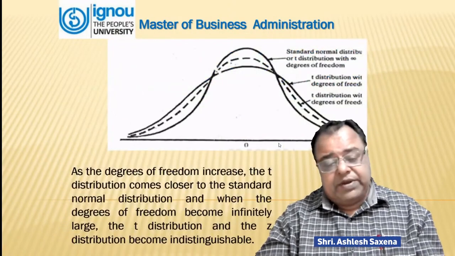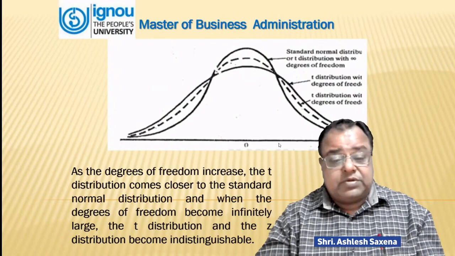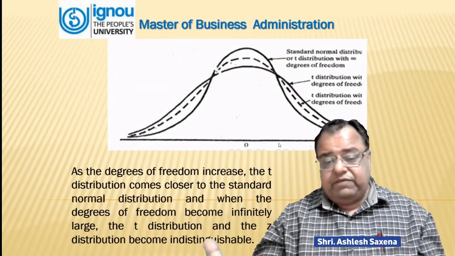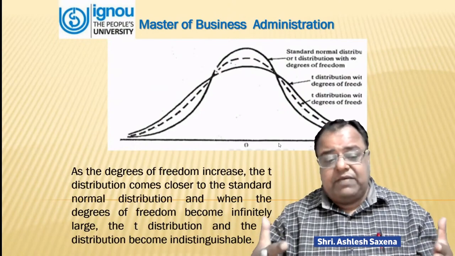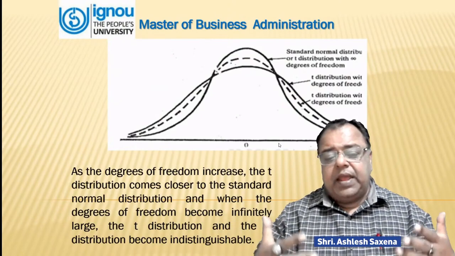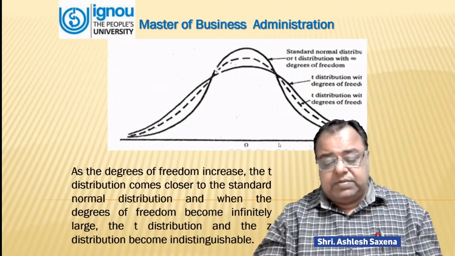As the degree of freedom increases, the T distribution comes closer to the standard normal distribution. And when the degree of freedom becomes infinitely large, the T distribution and the Z distribution become indistinguishable.